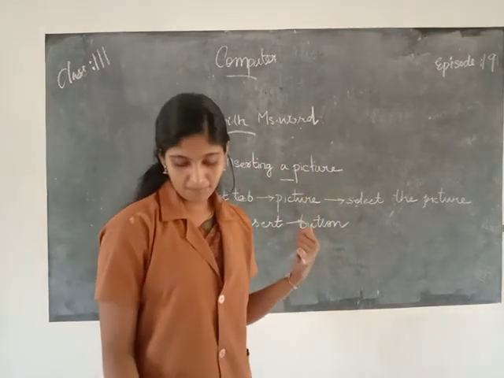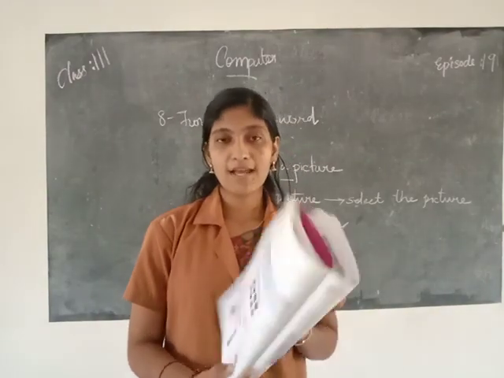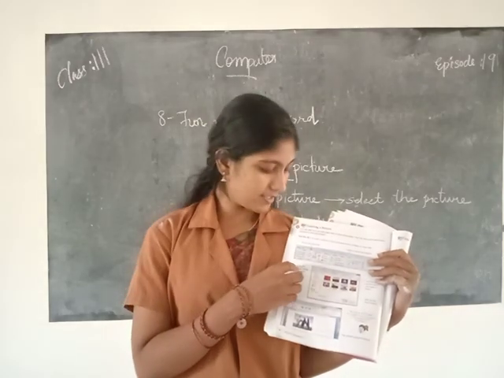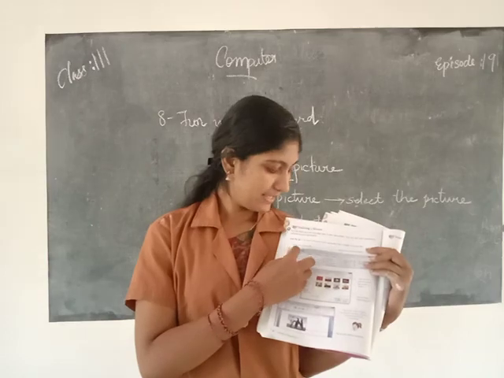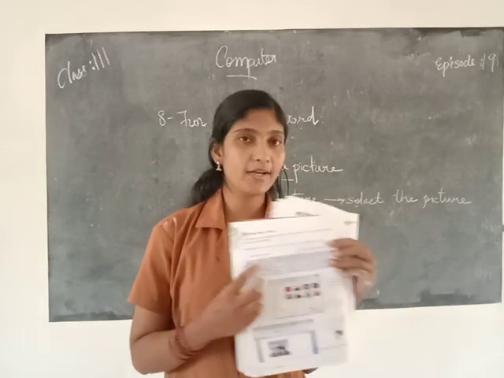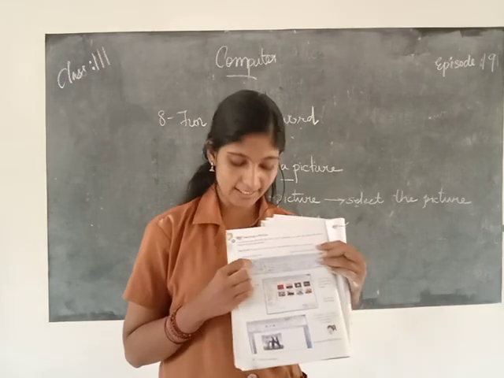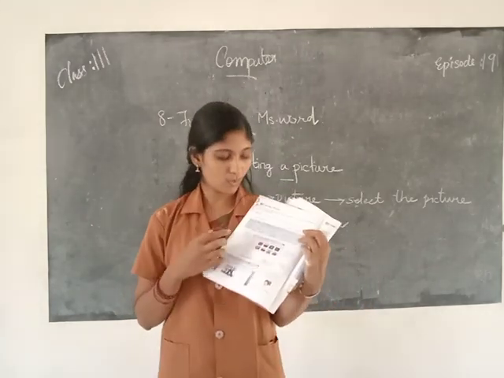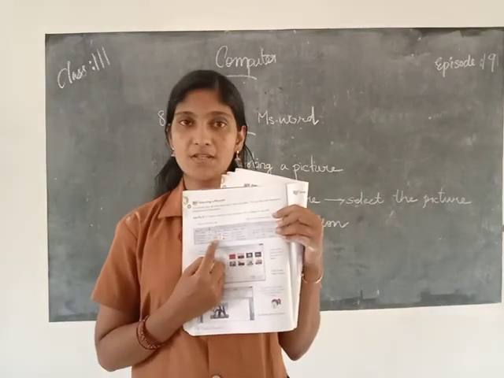So here look at the picture, page number 78. Here also defines how to insert pictures. So what is the first step? So here is the picture which shows the different tabs and components. First click on the insert tab. Here is the insert tab and just click on it. So what is the second step? Click on picture icon. So here is the picture icon.